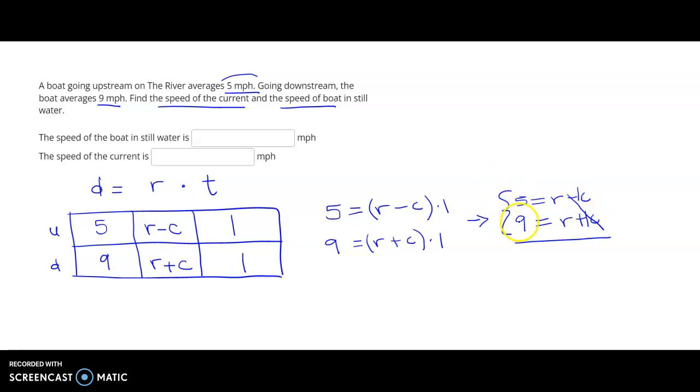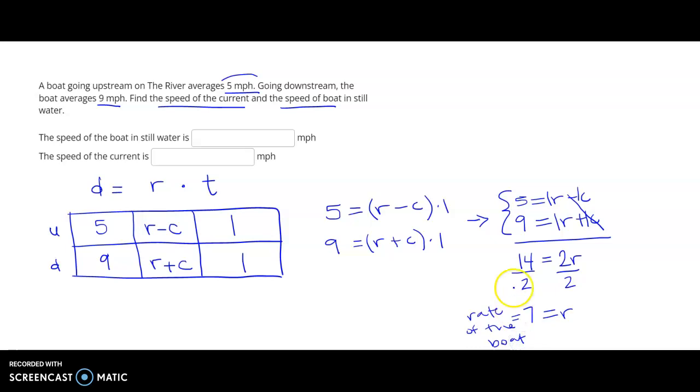Okay, but let's start from the left. So 5 plus 9, we get 14, equals r plus r. You could put a 1 here if that makes you more comfortable. So 1r plus 1r, we get 2r, and the c's canceled each other out. We divide by 2 to solve for r, so 7 equals r. So the rate of the boat is 7, and that's something you'll want to write. So the rate of the boat.